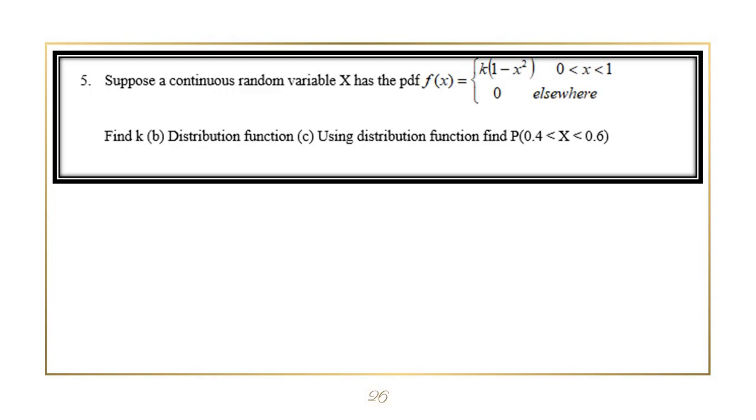Suppose a continuous random variable capital X has a PDF f of x equal to k into 1 minus x square, where 0 less than x less than 1, 0 elsewhere. Find the value of k, the distribution function, and using the distribution function, find the probability.